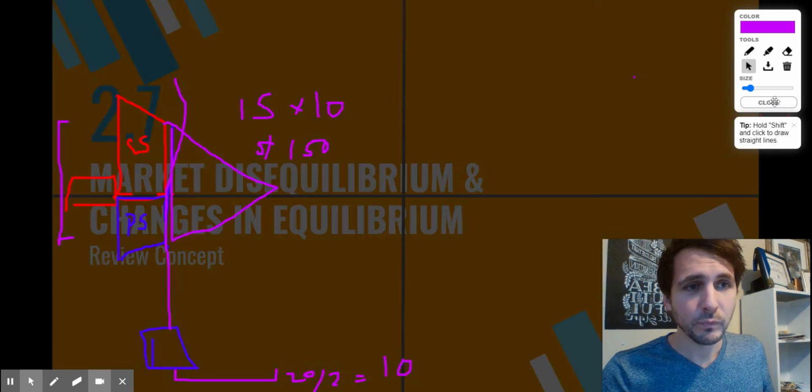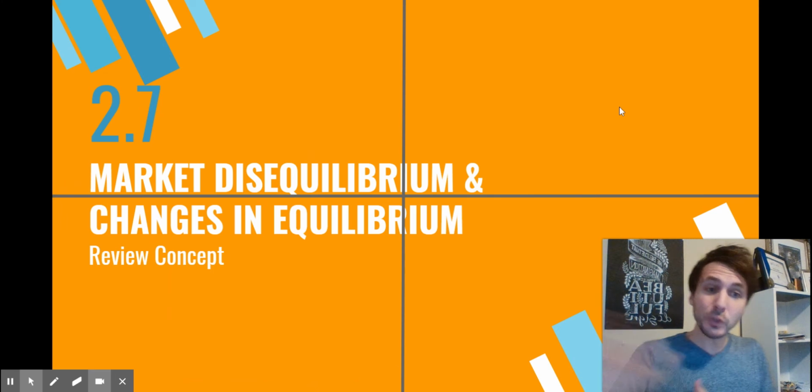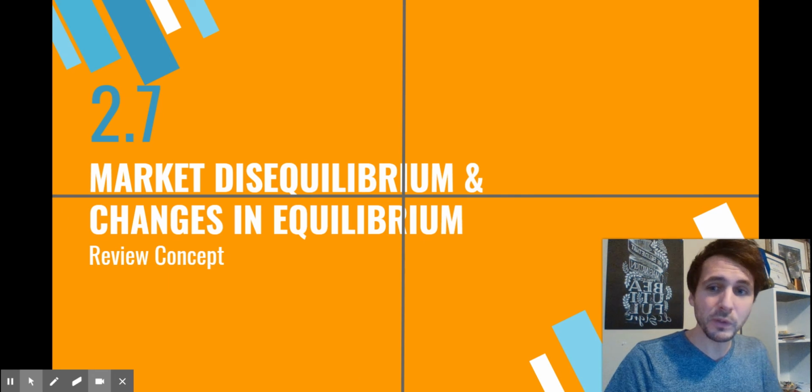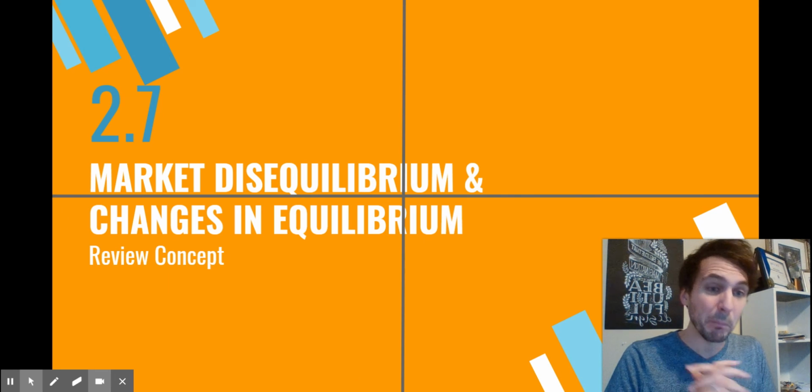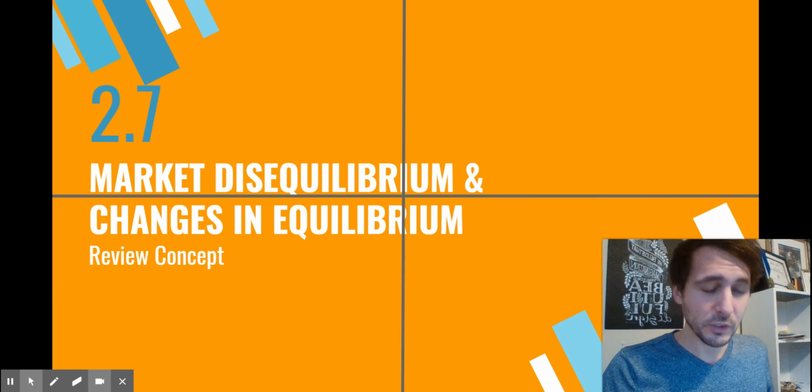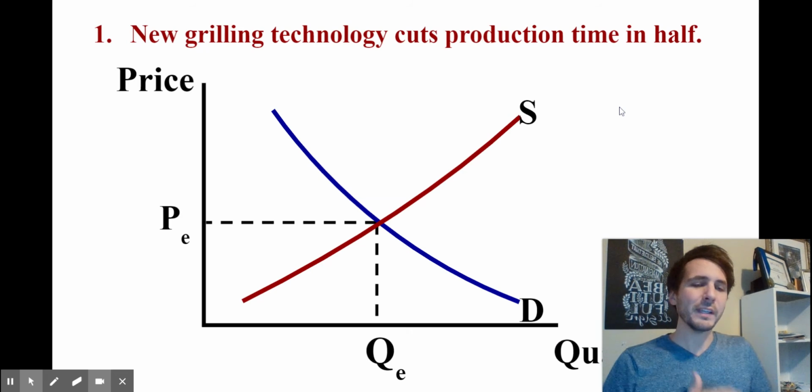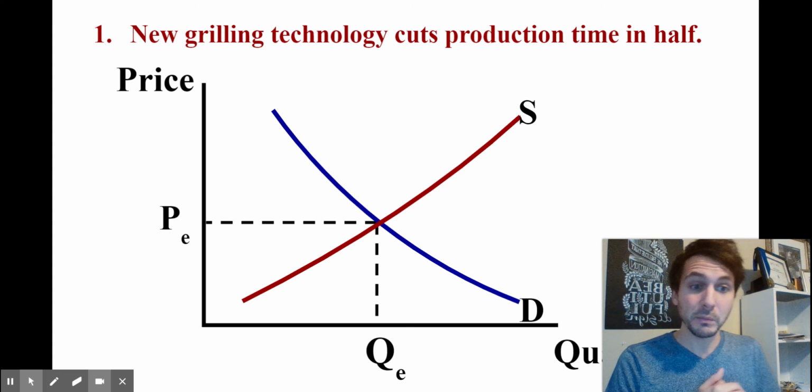Okay, let's keep going. All right, that's 2.6. 2.7, we know this already, changes in equilibrium. I'm going to blaze through this and we'll touch it in class again. We know that things that change equilibrium are determinants or shifters of the curves, either one of the curves.